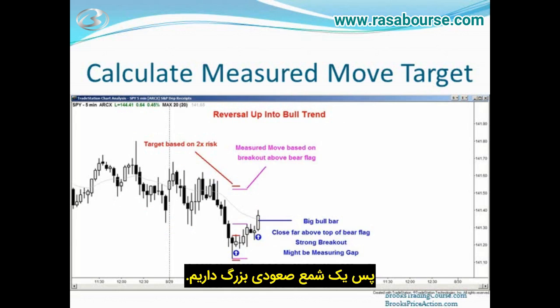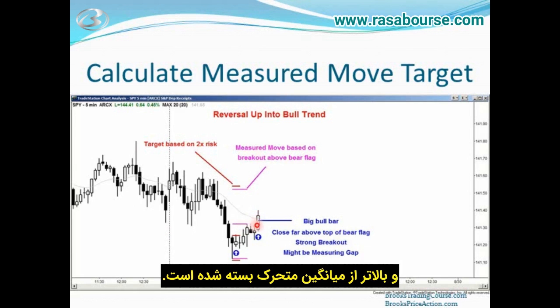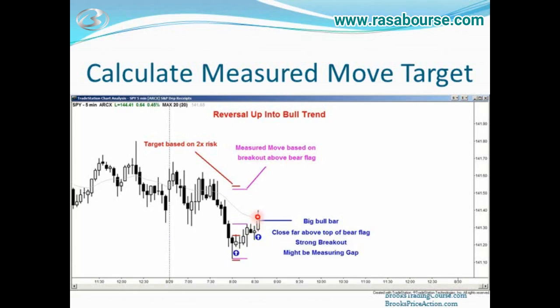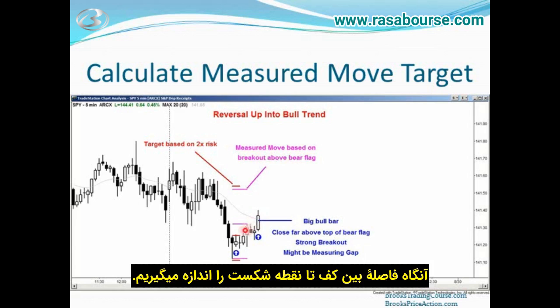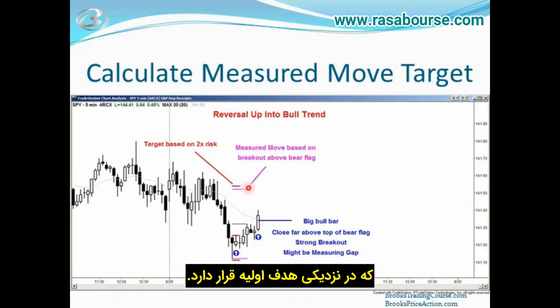Big bull close, big bull bar relatively, closed well above the high of the prior bars and above the moving average. So this could be a breakout that could lead to a measured move up. The measured move would be from the low of the pattern to the high of the breakout point, right around here, in the general area of your original target based upon 2 times your initial risk. So this may end up being a measuring gap.